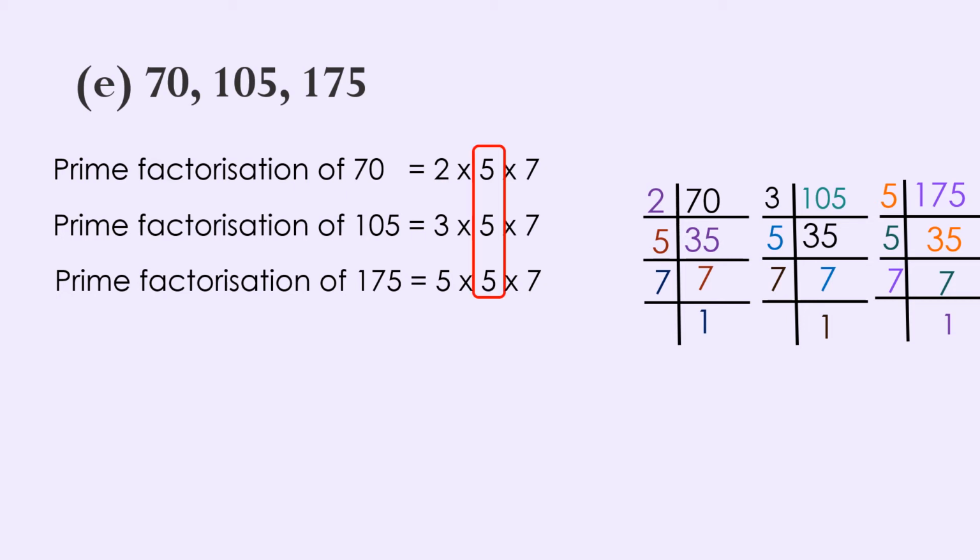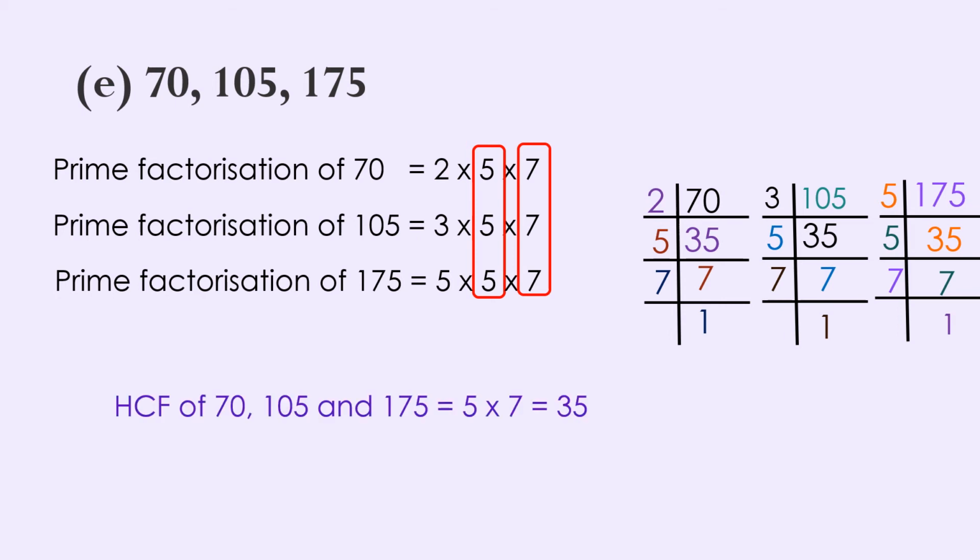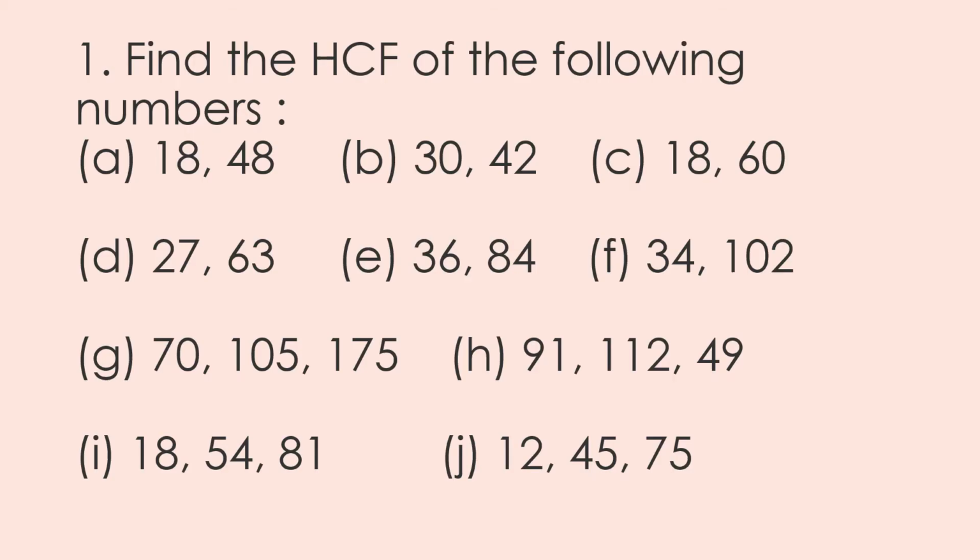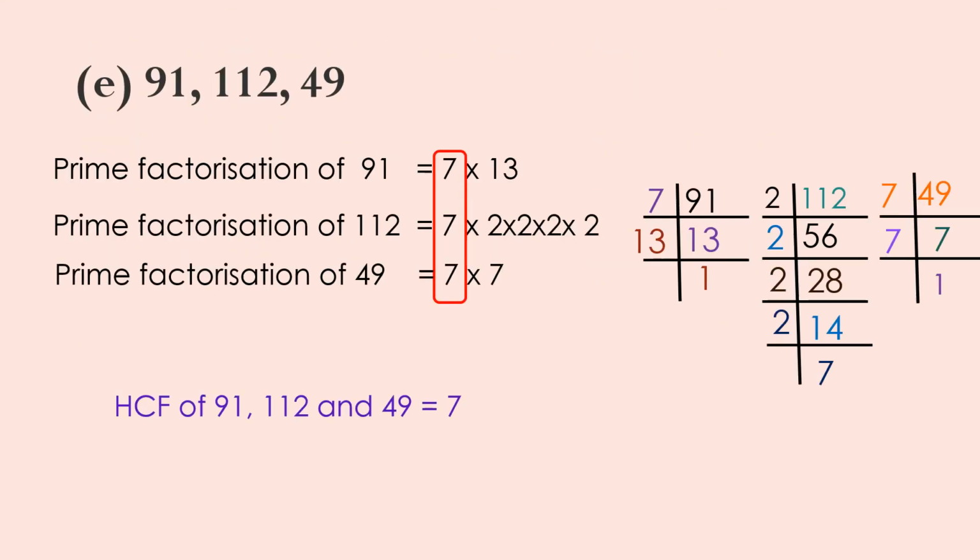Now let us circle the common factors. 5 and 7 is common in all three. So HCF is 5 into 7 equal to 35. Next question is 91, 112, 49. So find the prime factorization of 91, 112 and 49. 7 is the common factor. So HCF is 7.